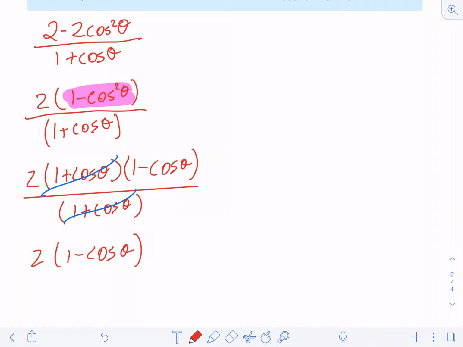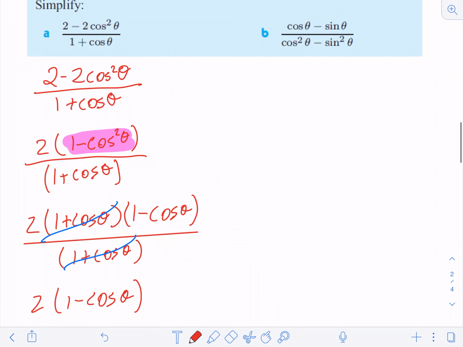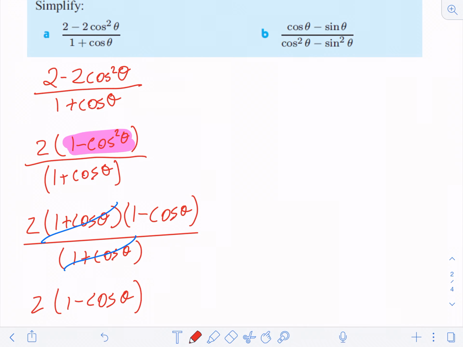And that's it. So by factoring the top in a way that, by looking at the bottom, I knew that I could get a common factor. And I did. I got 1 plus cosine theta on the bottom as well. Let's try another one. Let's try this one over here.